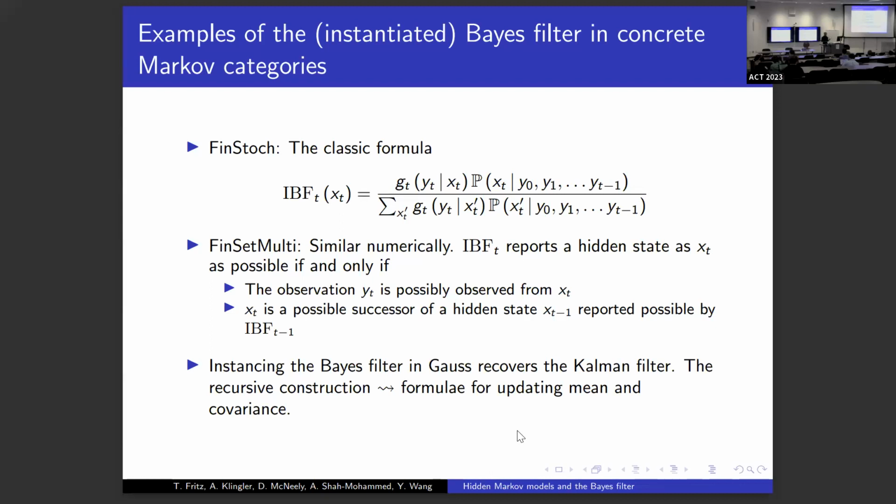And a more important example in practice, I suppose, is the Kalman filter. If you instance the Bayes filter in this Gaussian category of linear maps plus noise, you recover the Kalman filter, which is nice. It's been used historically quite a lot, particularly because it has these very explicit formulae in terms of matrix operations for updating the mean and the covariance of the distributions. And it turns out that if you look at what our recursive construction is doing and translate that into Gauss, you do get these formulae back.